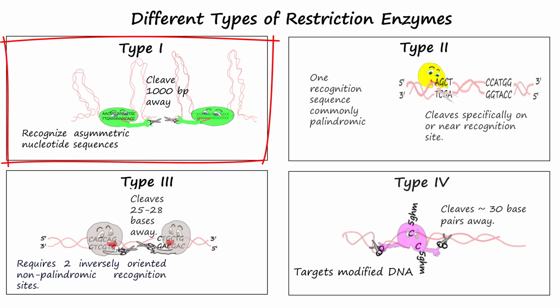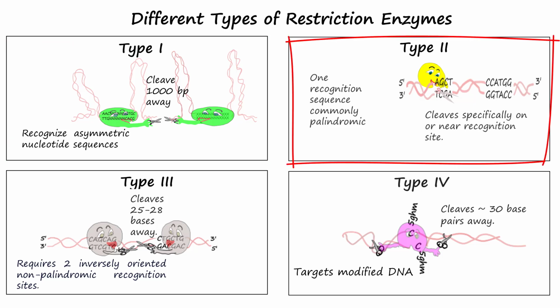Type 1 enzymes recognize asymmetric nucleotide sequences that comprise 2 components in any orientation, each about 4 base pairs, separated by a non-specific spacer of 6 to 8 base pairs. These endonucleases cleave non-specifically 1,000 base pairs downstream of the recognition site. Type 2 restriction endonucleases require one recognition sequence and cleave specifically on or close to the recognition sequence.